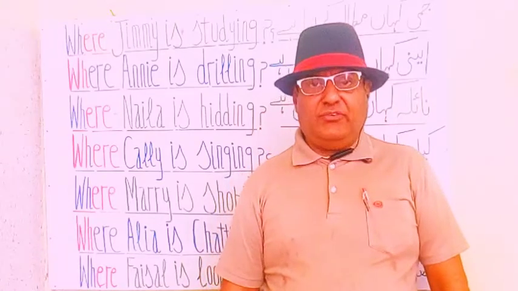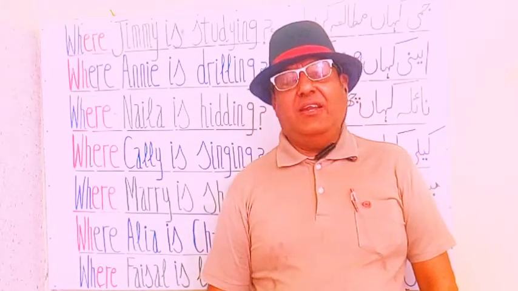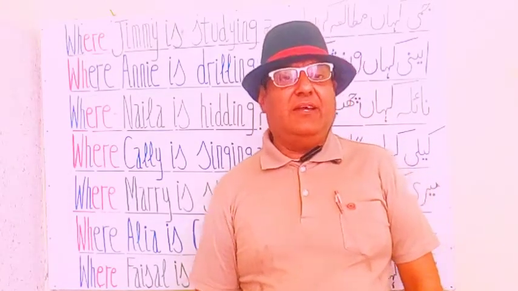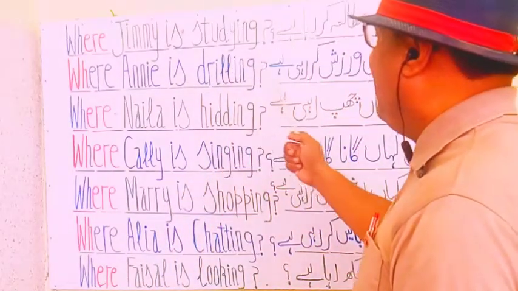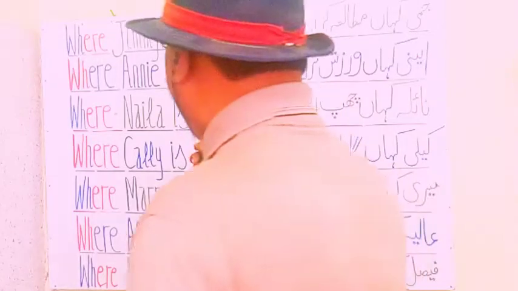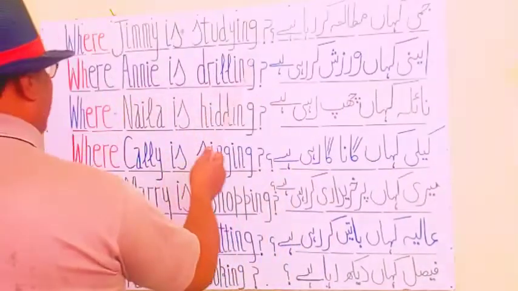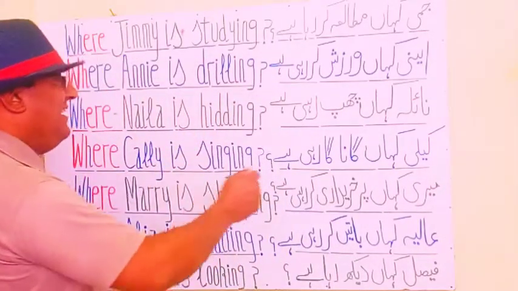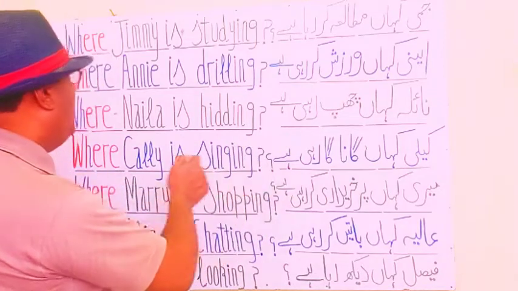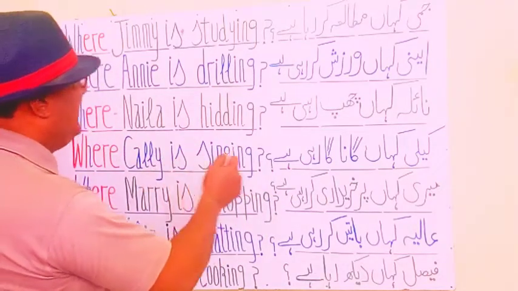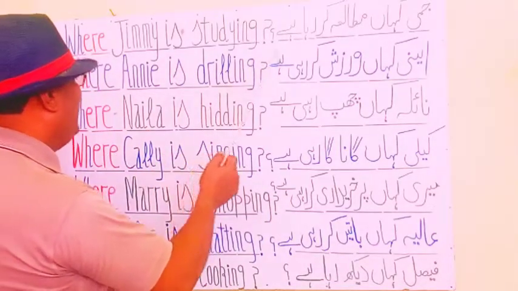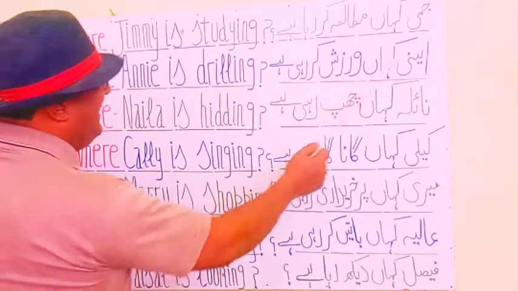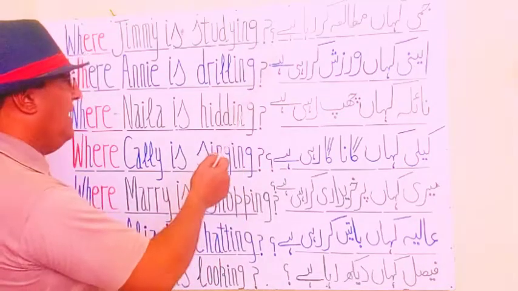Guys, girls, my students, very interesting phrases. Let's repeat them again. आइए इन्हें एक बार फिर से दोहराते हैं. First one is where Jimmy is studying. Where Jimmy is studying. Jimmy कहाँ मुतालिया कर रहा है.